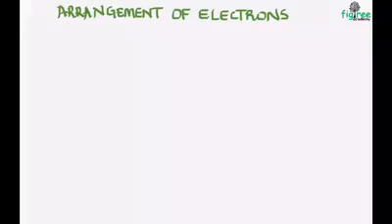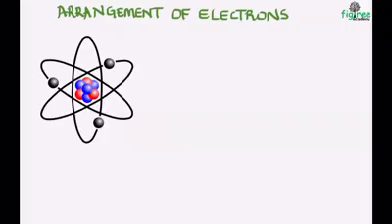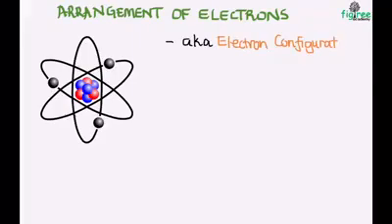We now go on to arrangement of electrons, also known as electron configuration. So this is the structure of an atom. Here in blue and red, these are neutrons and protons. Then in the orbits, or in the shells, these are electrons that move around the nucleus. So this is also known as electron configuration.